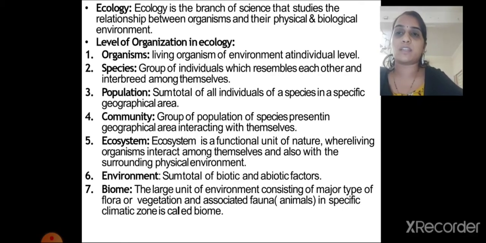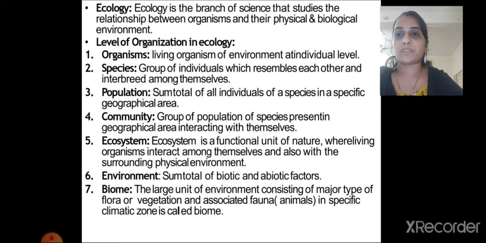Then the next factor is population. The sum total of all the individuals of a species in a specific geographical area is called population, meaning the total number of individuals of that particular species in a particular geographical area is called the population of that species.